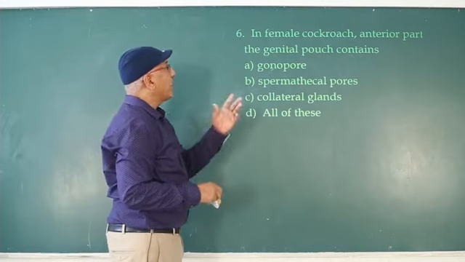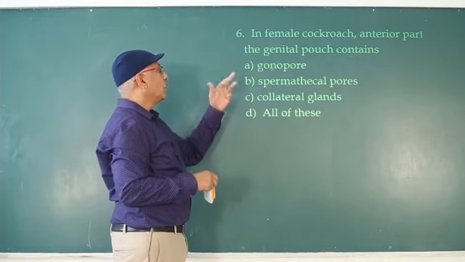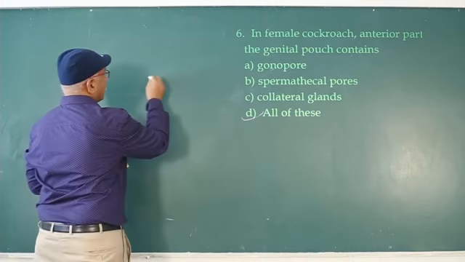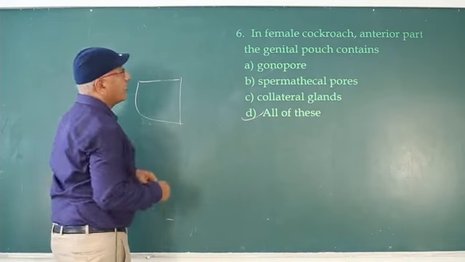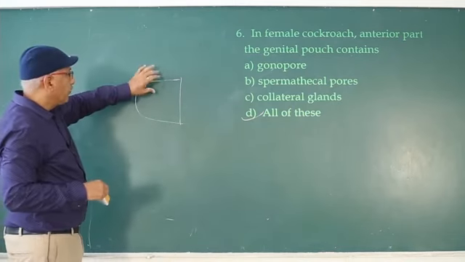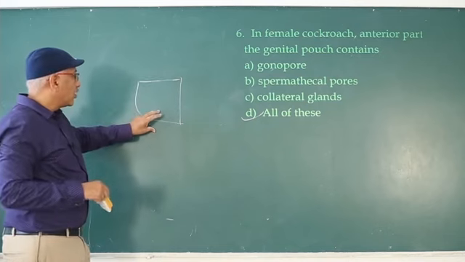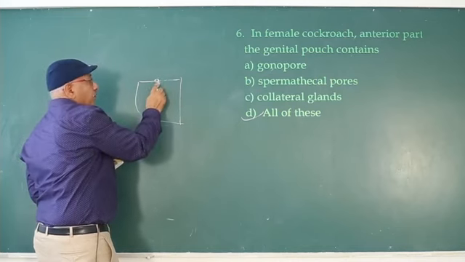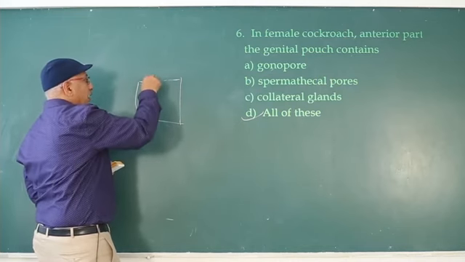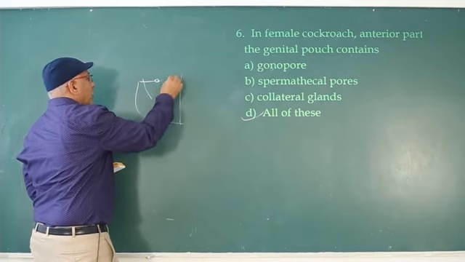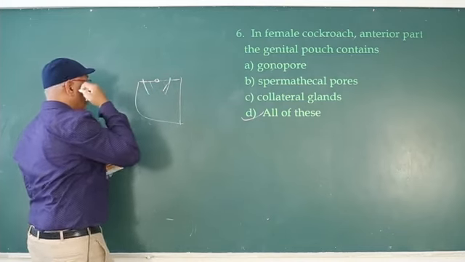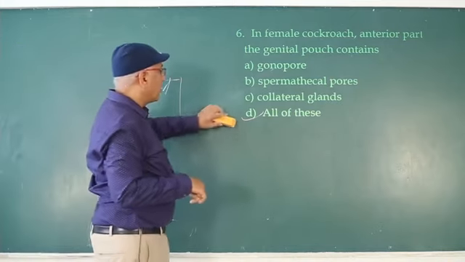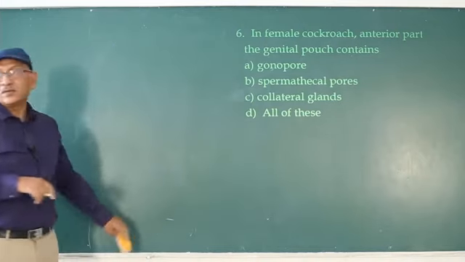In female cockroach, the anterior part of the genital pouch contains gonophore, spermathecal pore, collateral gland, all. It is the genital pouch or brood pouch. Anterior part is gynaetrium, posterior part is known as oothecal chamber. Here, female genital aperture. Through female genital aperture, ova enter. Here, openings of collateral gland, opening of spermatheca. So that's why all are present in the anterior part only. So answer is all of these.